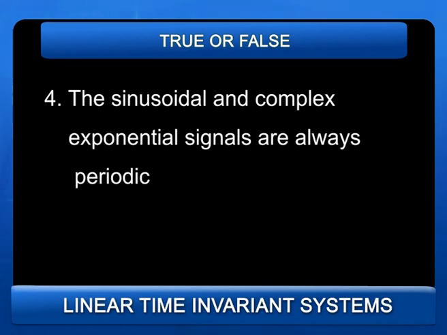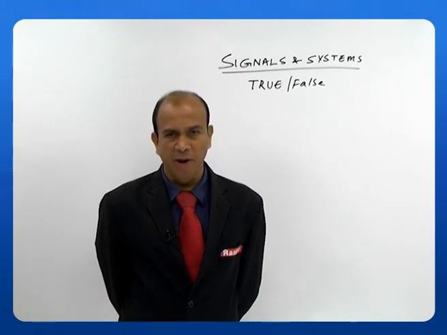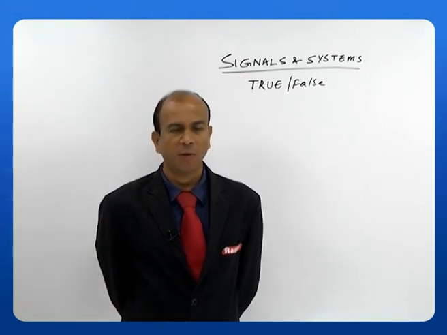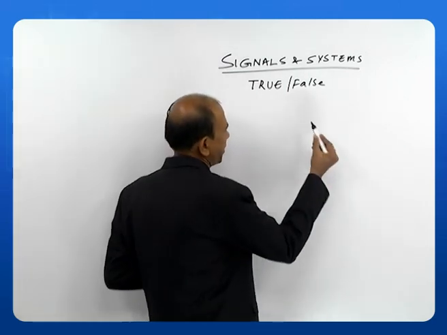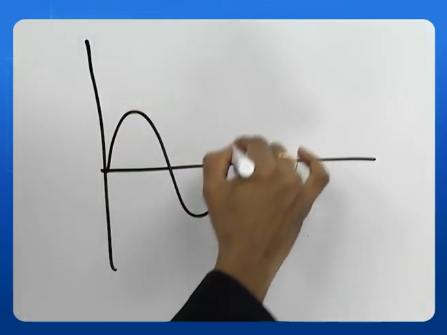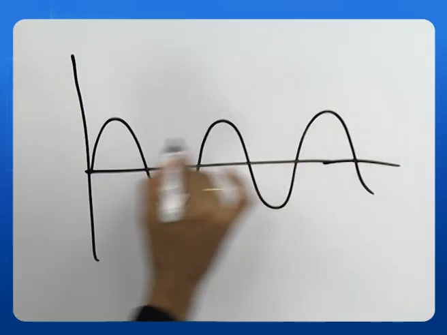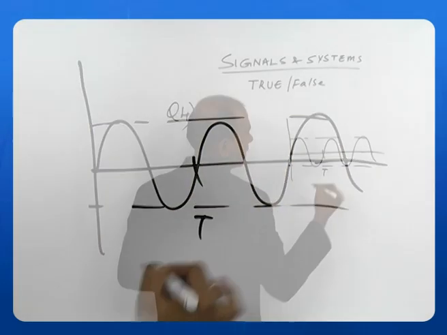Now let us look at the fourth question. The fourth question says the sinusoidal and complex exponential signals are always periodic. We have seen what a sinusoidal signal is. A sinusoidal signal is like this. It has equal amplitude and a certain time period.